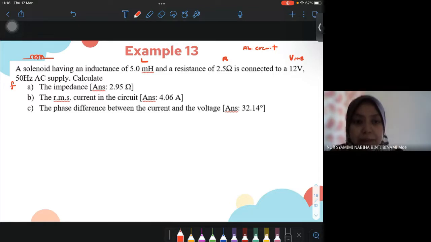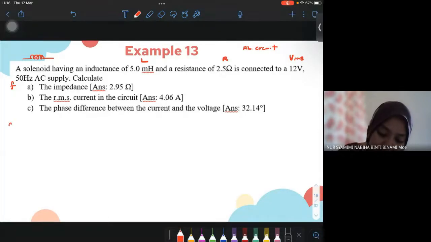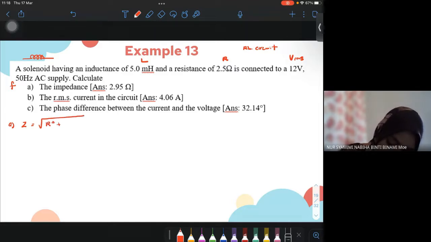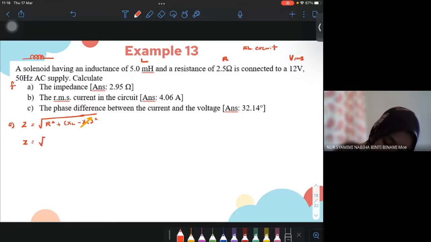So A, the impedance. So how you want to find the impedance? Okay, impedance you tak perlu hafal pun equation dia apa untuk circuit yang mana satu. You just tahu general equation untuk impedance. Z is equals to square root of R square plus XL minus XC square. Okay. But untuk RL circuit kita tiada C. So this one akan kosong. So yang ada hanyalah Z is equals to square root of R square plus XL square. Okay, so this one yang kamu perlu tahu.